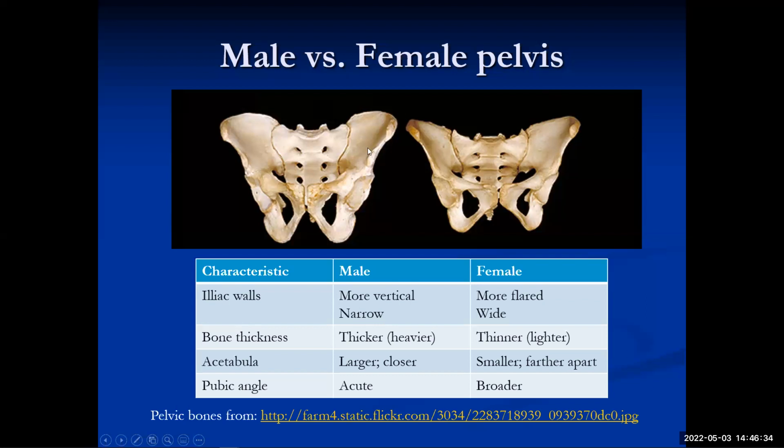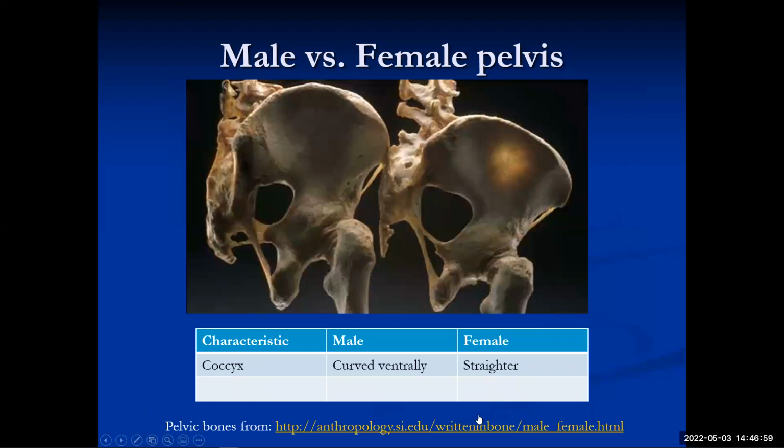But it's all of these modifications primarily for childbearing. Quite right. The bone thickness is heavier in the female than in the male. The acetabulum is larger, this is it here, and more closed. And we mentioned the pubic angle, right? It is more acute in males versus being spread out in the female. So the coccyx, note the coccyx here, which is like this part here. In the male, it's more curved, and in the female, it's straighter.